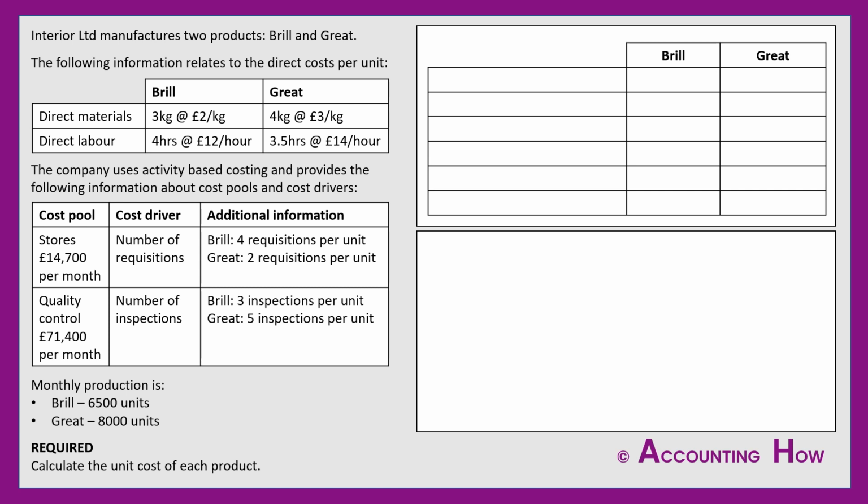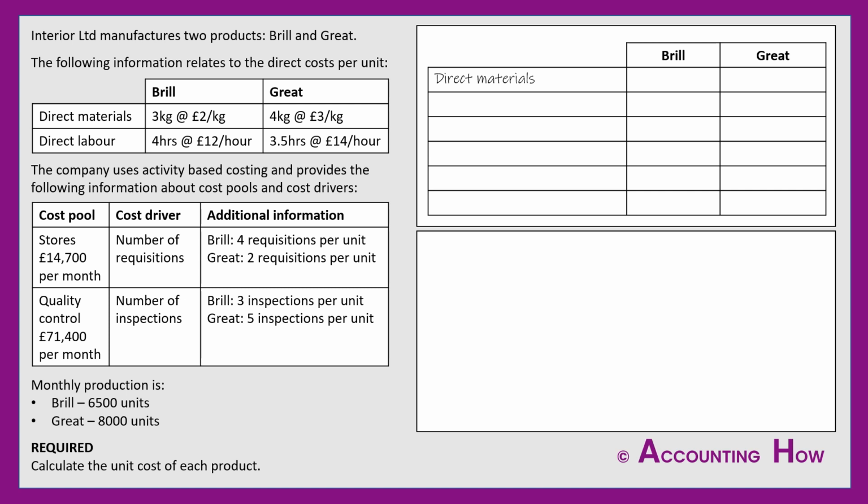You'll see over on the right hand side I've drawn a simple table, and I've got 2 columns, one for Brill and one for Great, and so now I'm going to begin to work through the answer. So the first thing I'm going to do is calculate the direct cost. The direct cost is the most straightforward part of costing because it's just a case of working out how much it costs in materials, labour, maybe royalties, that could be another direct cost, although there aren't any in this question, for each of the products.